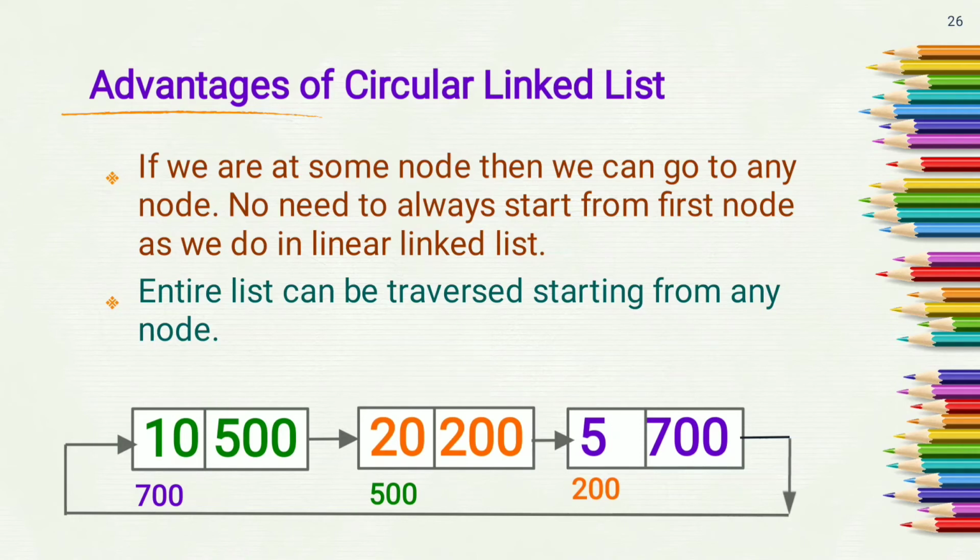As we have seen in singly linked list, we have to always start from the first node to access any node, but here you can access any node with the help of the current node. The entire list can be traversed starting from any node. So in circular doubly linked list we can start traversing from any node. There is no need to always start from the first node.